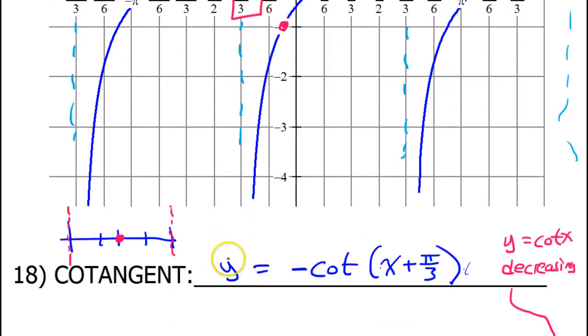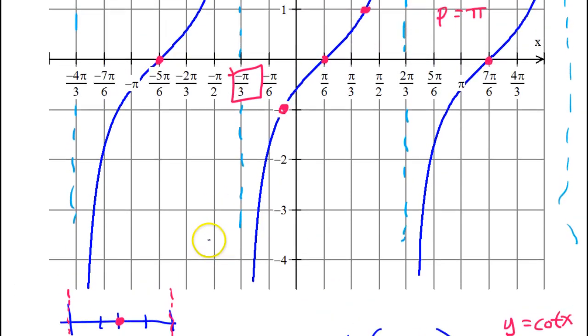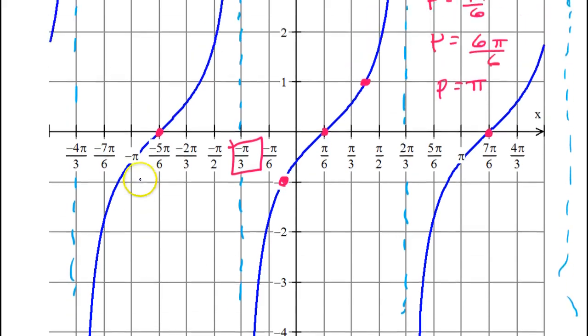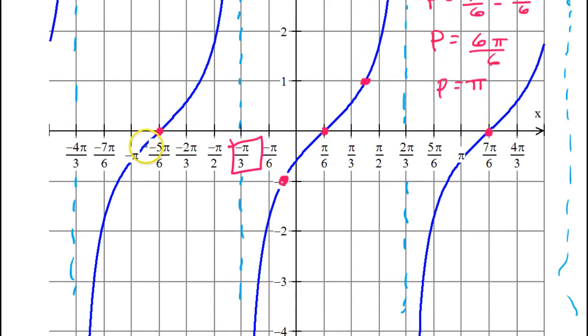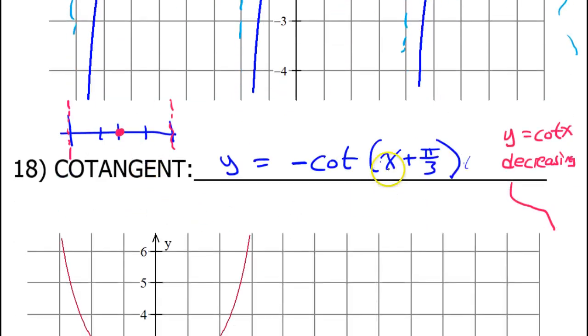And that is it. That was a little bit tricky, but this would be a good equation for this cotangent graph. Again, I could have picked this period over here on the left, or this period on the right. The only thing that's really going to change is the phase shift, which could have been 2 pi over 3 or negative 4 pi over 3 instead of negative pi over 3. Everything else should really be the same.